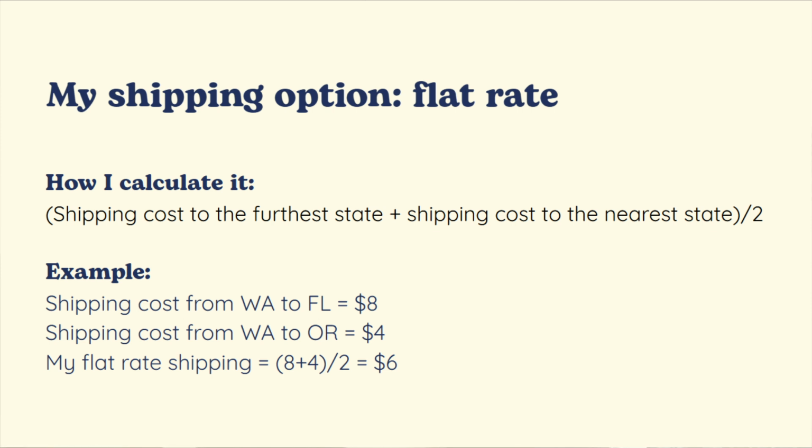I use that as a flat rate shipping. So my shop right now, I offer only flat rate shipping. Right now, that's the simplest way for me to calculate shipping. And it turns out to be $6, whether you order it from Oregon or if you order it from New York, then you're gonna pay the same price.